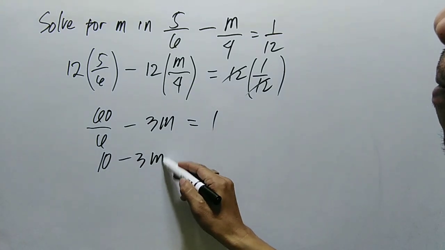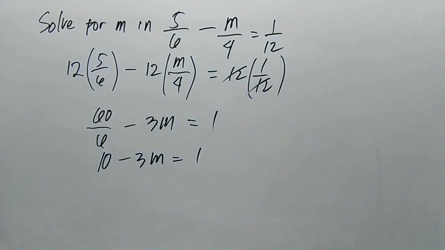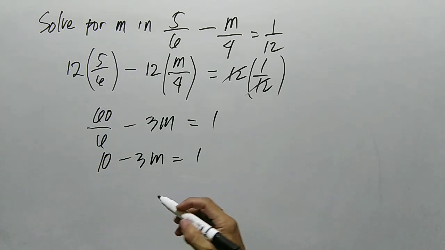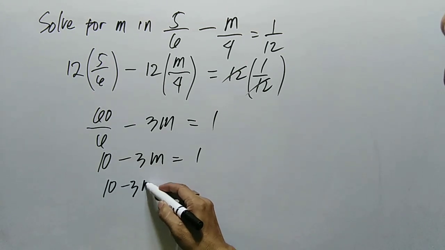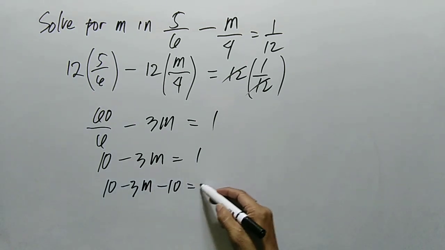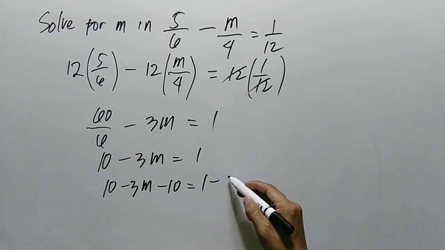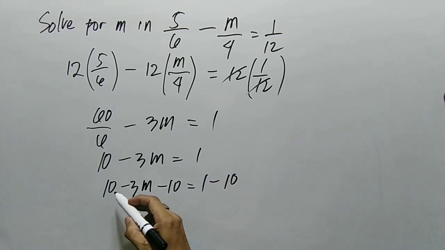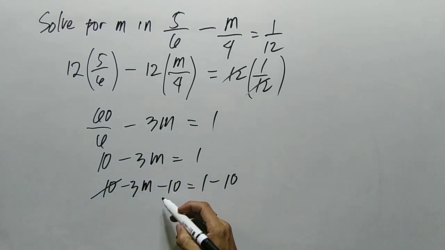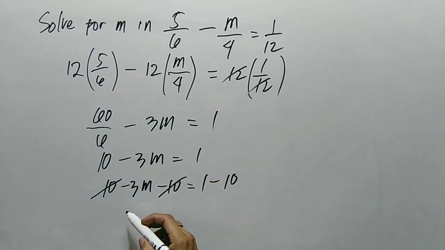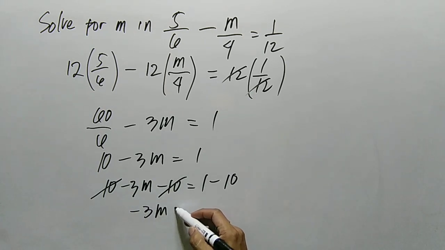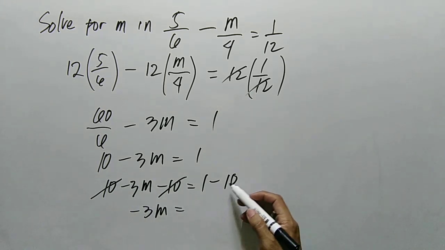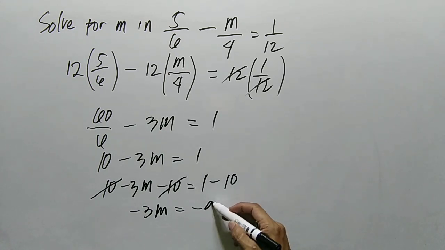Minus 3m equals 1. And then, i-apply natin yung subtraction property of equality. Si 10 minus 3m minus 10 equals 1 minus 10. Okay? So, cancel natin yan si positive 10 at saka si negative 10. Ang naiwan dito, si negative 3m. So equals 1 minus 10 is negative 9.